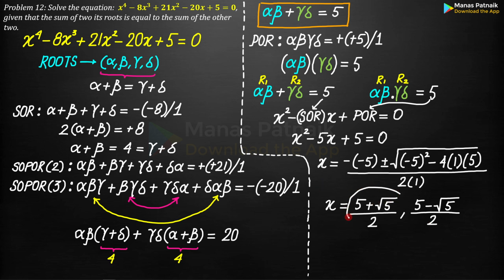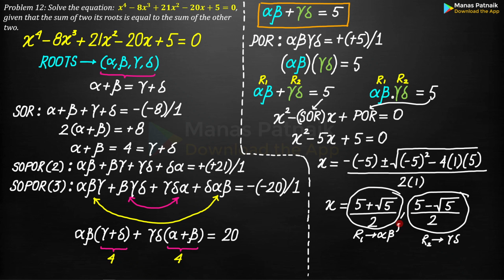This, by the way, is a root. What kind of a root? Root R1. And we know that root R1 is nothing but alpha beta. This also is nothing but a root R2, and that's gamma delta. Done. So let me move to the next page.